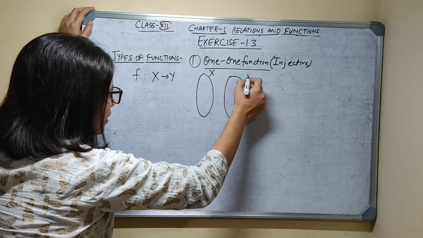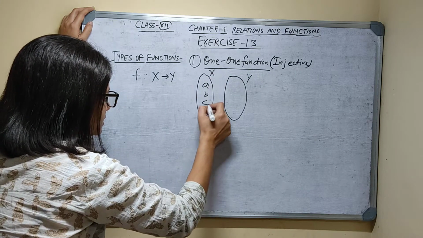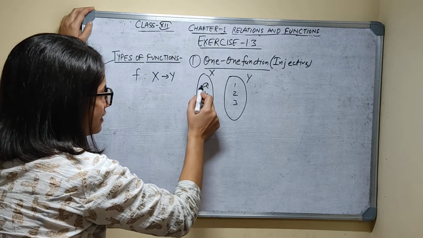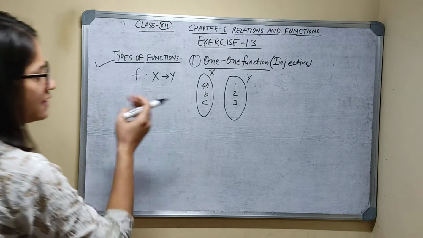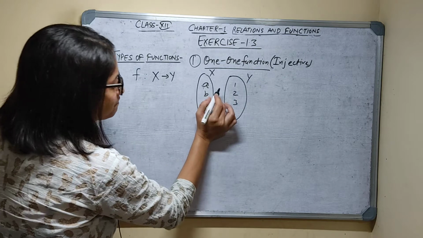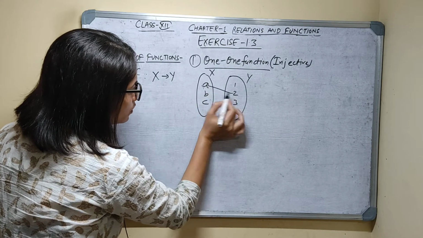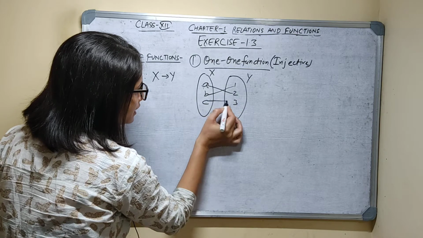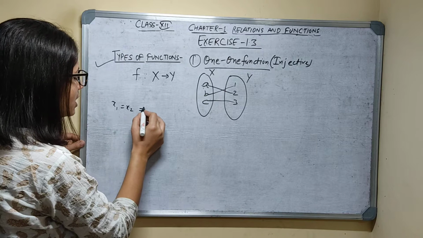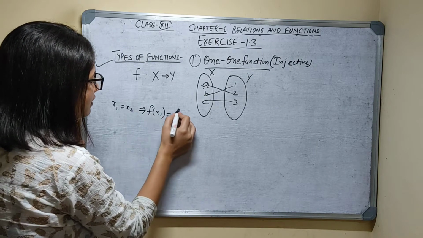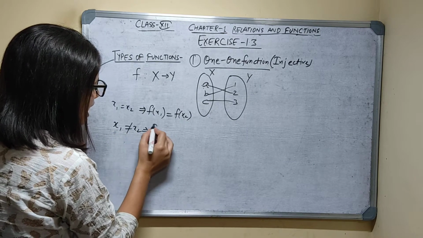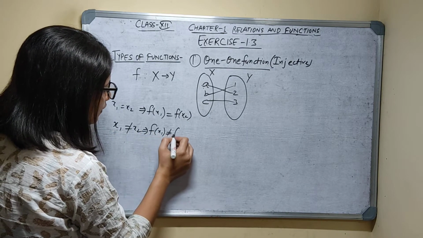If this is x, this is y. This is A, B, C, 1, 2, 3. These 3 distinct elements A, B, C are given in set X, which are related to set Y. So A is related to 2, B is related to 1, C is related to 3. If x1 is equal to x2, then only f of x1 is equal to f of x2. If x1 is not equal to x2, then f of x1 is not equal to f of x2.